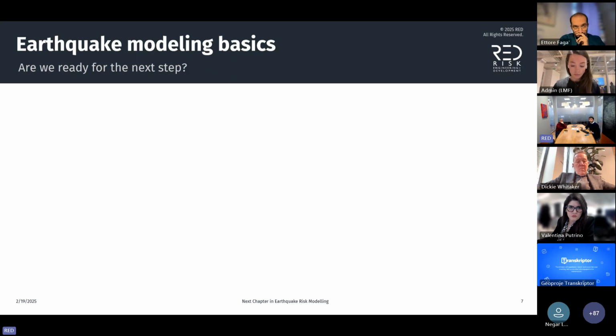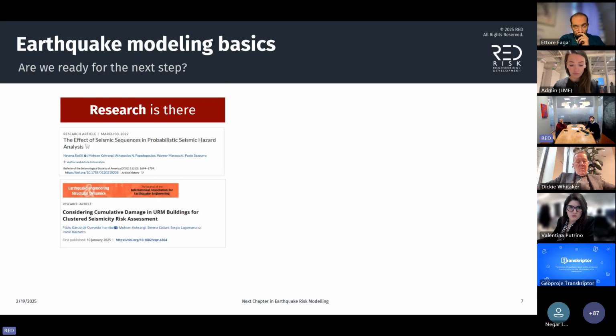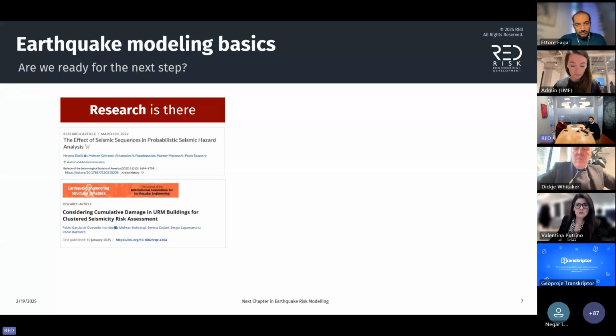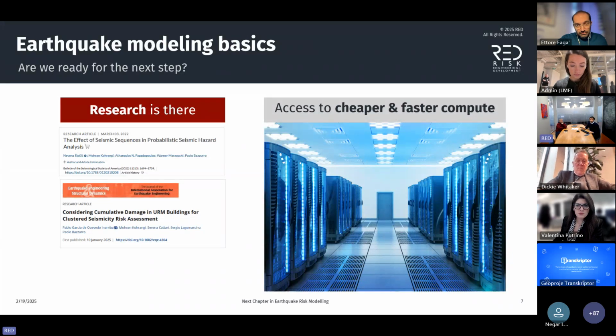Okay, but are we ready for the next step? In our opinion, we are, for two reasons. Well, research is there. Research has been there for many years, but obviously practice trails research for some years, right? But research is there, and at RED, we have been among the lead contributors to the field of modeling sequences. And access to cheaper and faster compute is there. It's much easier now to afford faster and faster compute. So we have been doubling our computational capabilities, but the earthquake models have not been getting any more sophisticated. Now we have room to push the limit and develop more sophisticated models.